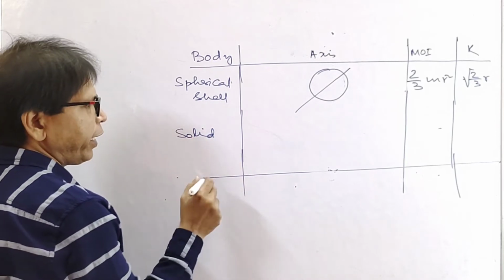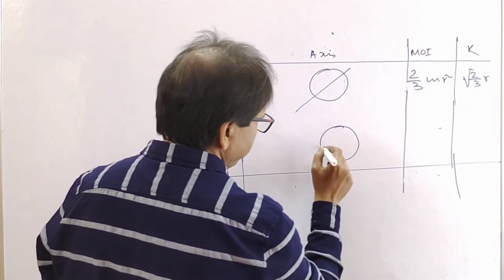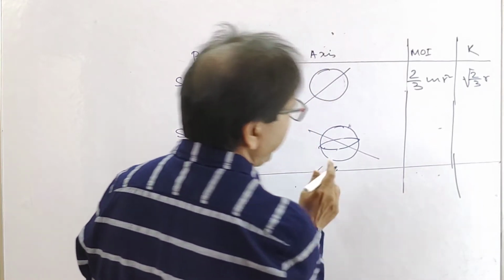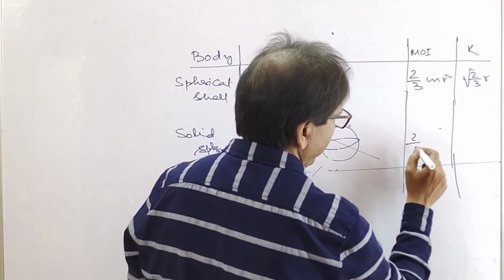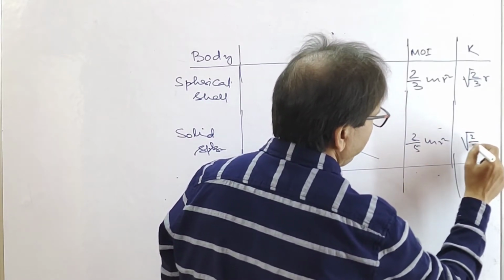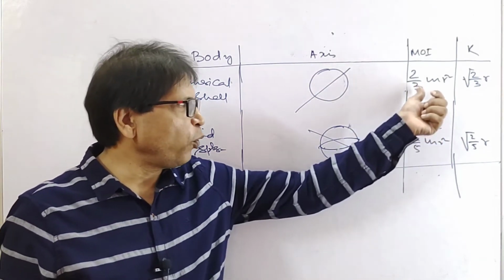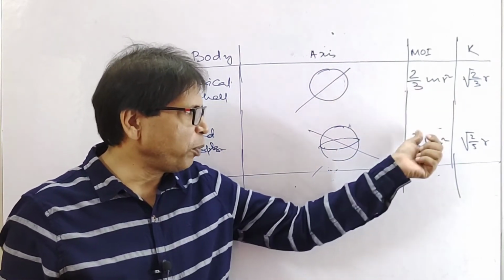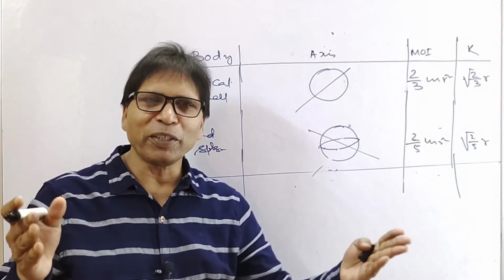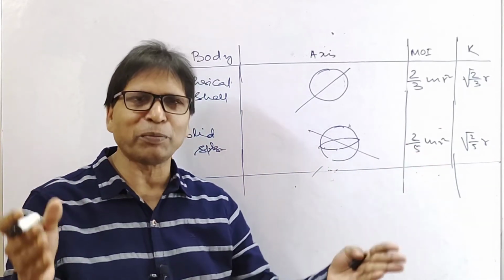Now solid sphere, its mass m and radius r. Look at this, this is the solid sphere. Its axis is also a diameter, and its moment of inertia is 2 by 5 mr square. So the radius of gyration is root of 2 by 5 r. Now look at this. The moment of inertia of the hollow sphere is 2 by 3 mr square, and of the solid sphere is 2 by 5 mr square. So the moment of inertia of the hollow sphere is greater than that of the solid sphere.